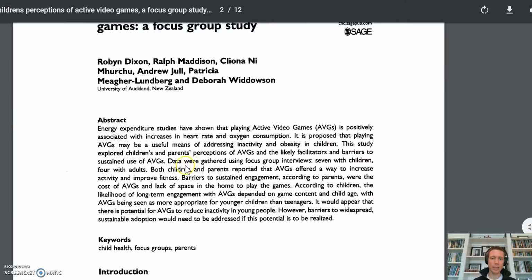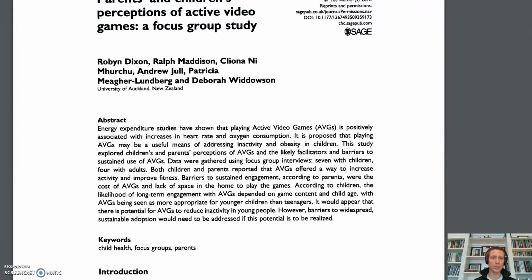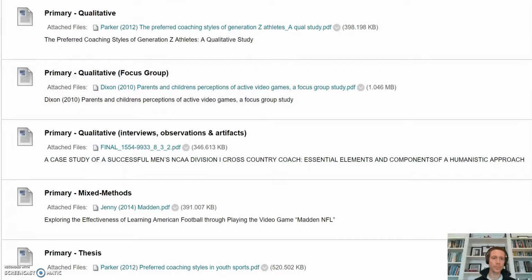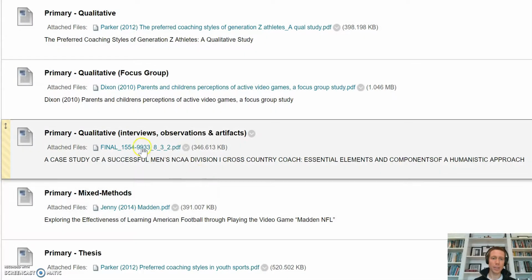And so data were gathered using focus group interviews, 7 with children, 4 with adults. And so if we went into the methods section further down, we could see how large the focus groups were, how many people were involved in each of those group interviews. And here's another example of a qualitative study.